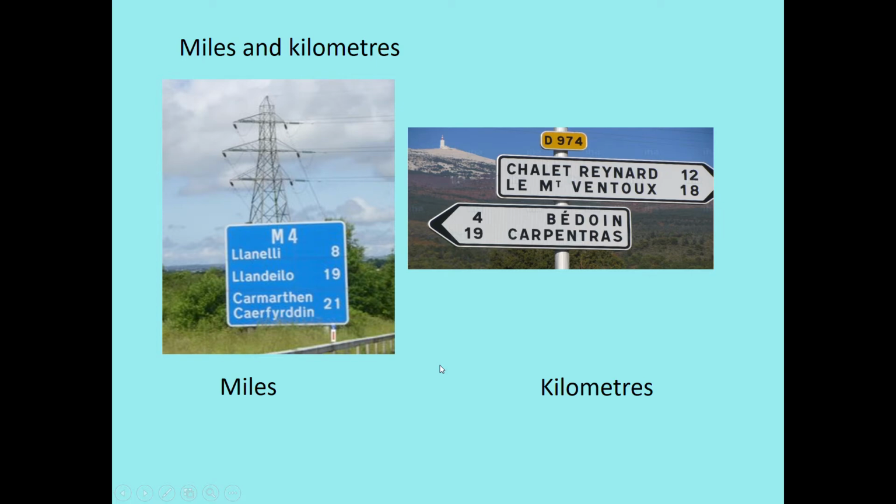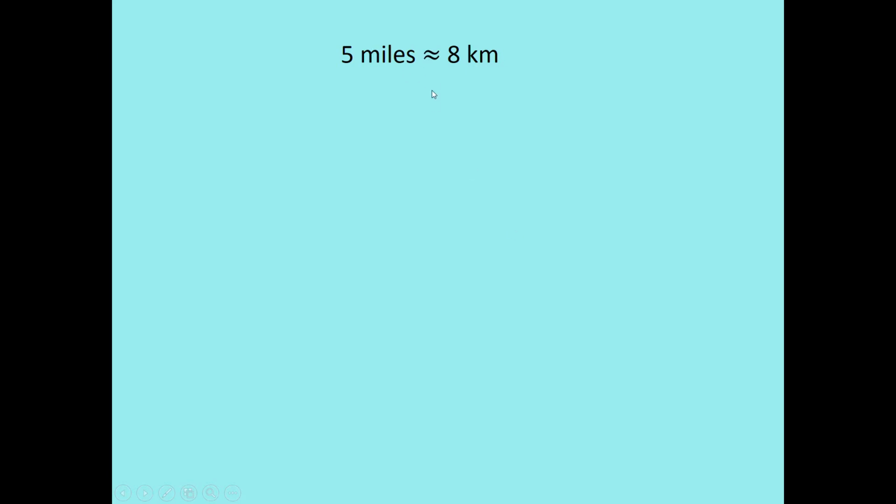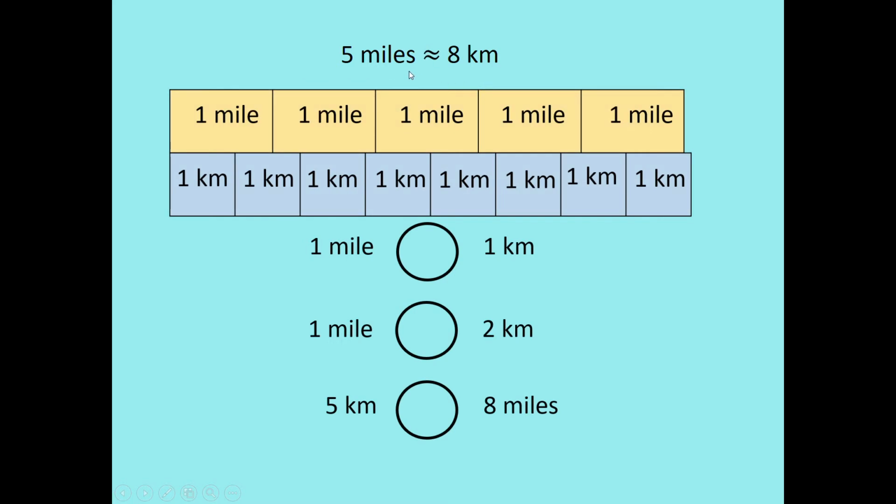So we need to know how to use both, as we are probably going to come across both in our lives. How are they the same? How are they different? So 5 miles, squiggly line, 8 kilometres. What does that mean, do you think? If you guessed roughly, that's right. It basically means it's not equal to, but it's about 8 kilometres. We're going to round it and say 5 miles is about 8 kilometres. It's not exact, that's why they're not straight lines.